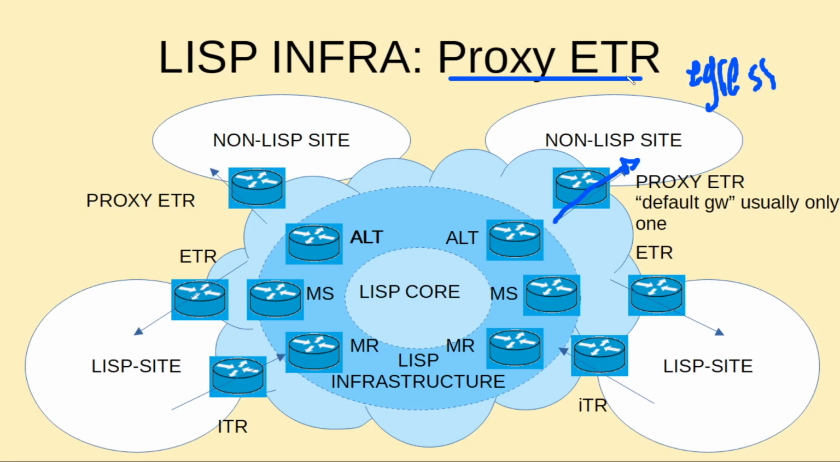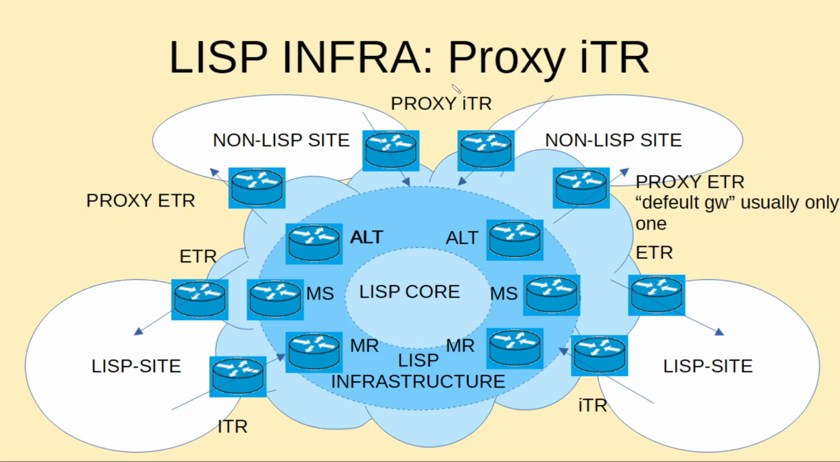Then we have proxy ETRs for egress, as they are routers that manage traffic that comes out from the core into non-LISP sites. They mainly do not require too much configuration. You can choose one to become the default gateway for your LISP core as well.